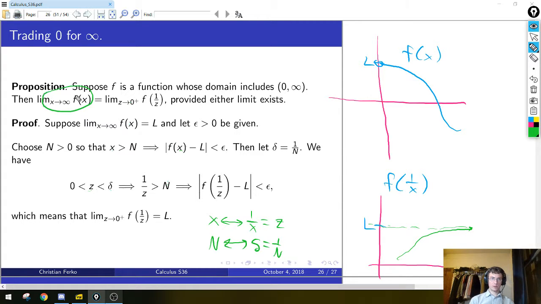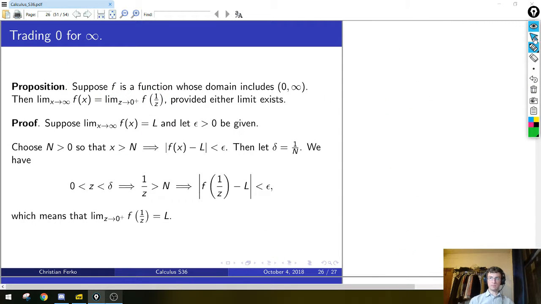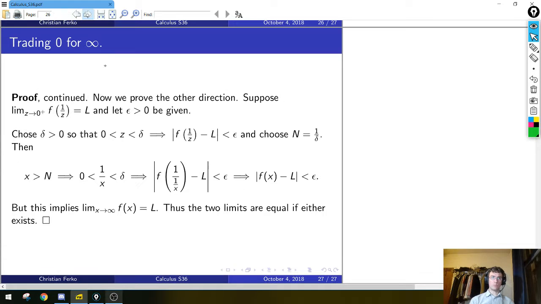Okay, so that's the forward direction. You assume this limit exists, prove that it's equal to this one. Let's do the other one. So assume this one exists, prove that this thing exists. You can probably guess what that's going to look like. Now, since the limit on the right exists, we're allowed to get a delta, and we have to cook up an n, so we might as well just make n 1 over the delta.